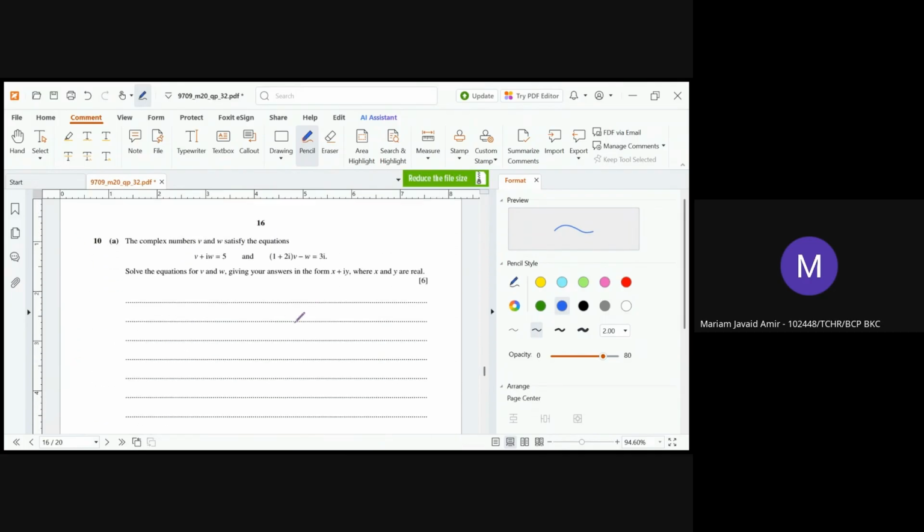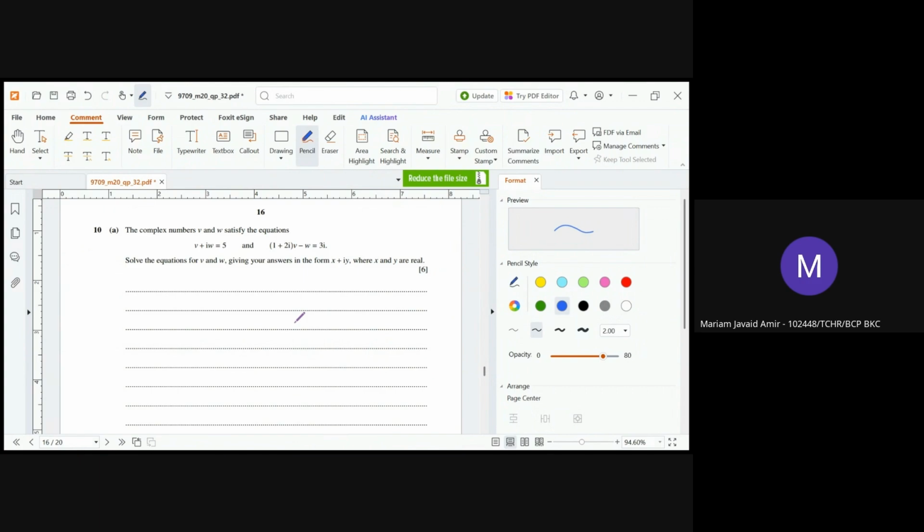Okay. The complex numbers v and w satisfy this equation. Solve the equation for v and w. Give your answer in the form of x plus iota y, where x and y are real.